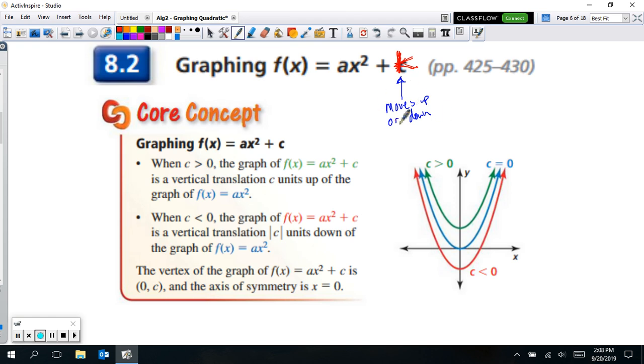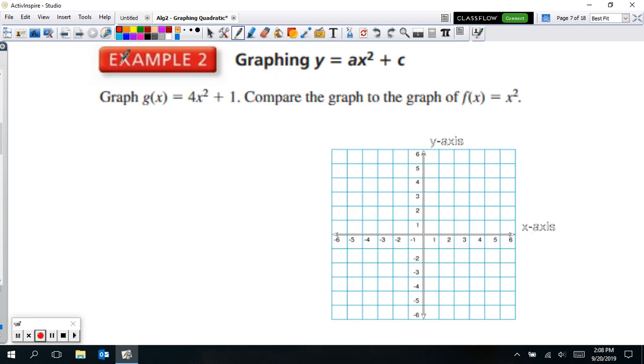So this number is going to move your graph, as you can see here, up or down from the 0, from that origin. As we do this one, here's our graph, 4x squared plus 1. So we still have an A number 4, but now we have this new number here with plus 1. That's going to change the vertex point a little bit.